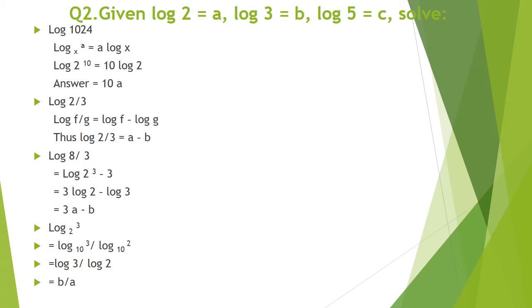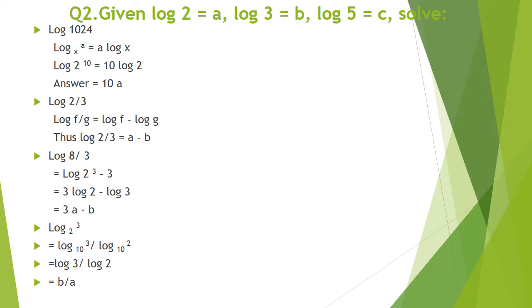Thus, log 2 by 3 is equal to A minus B. Why is it so? Because log 2 is A and log 3 is B, and by the above equation you get A minus B. Next, log 8 over 3, and we are going to convert log 8 in terms of power of 2. You know 8 is equal to 2 raised to power 3, so we write it as log 2 cube minus log 3, which is 3 log 2 minus log 3. So 3A minus B.